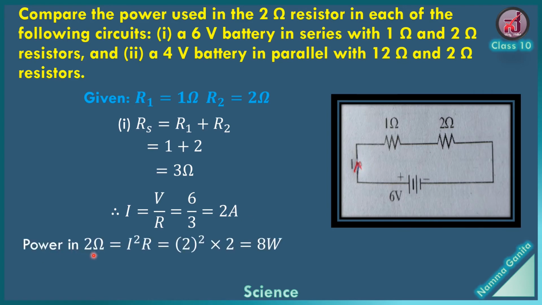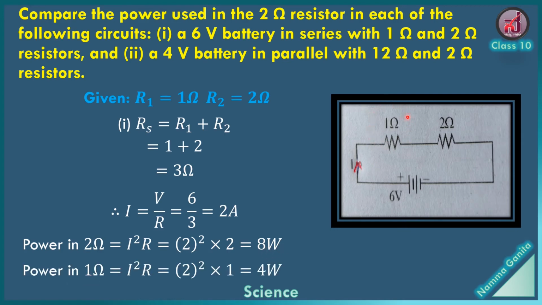Power in 2 ohm resistor is equal to I square into R. Substitute the value. I is equal to 2 ampere, write 2 here. 2 square into R. R is 2 here. 2 square is 4, 4 into 2, 8. 8 watt.